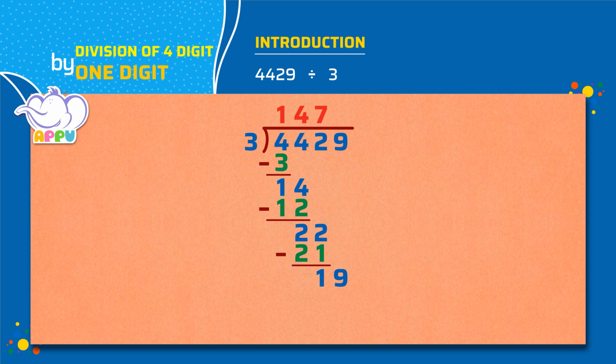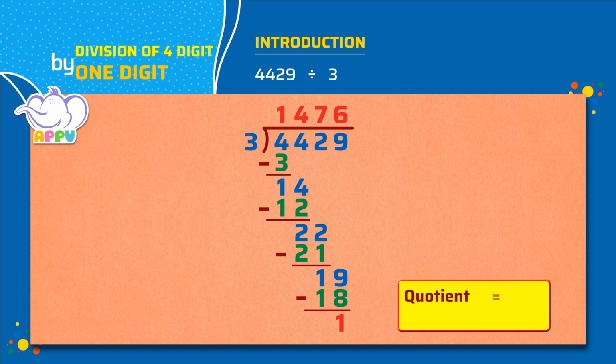We repeat the steps. We divide again. We figure out how many 3's does it take to make 19, which is 6. We multiply 3 and 6, we get 18. We subtract 18 from 19, we get 1. We stop division because 1 is less than 3. So the quotient is 1,476 and the remainder is 1.